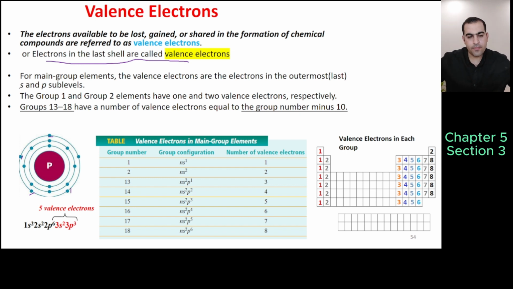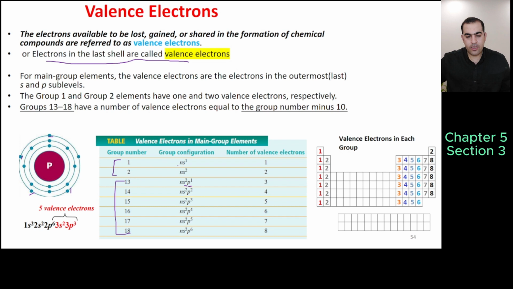For main group elements, the valence electrons are the electrons in the outermost shell, or last S and P sublevel. Electrons in last S, last P, they are valence electrons. For group 1, group 2, electrons in last S. For group 13 onward, electrons in last S and last P. Group 1, group 2 elements have 1 or 2 valence electrons respectively. For group 1, group 2, the number of valence electrons equals the group number. Group 1 means 1 valence electron, group 2 means 2 valence electrons.